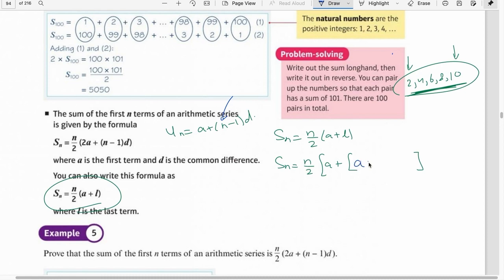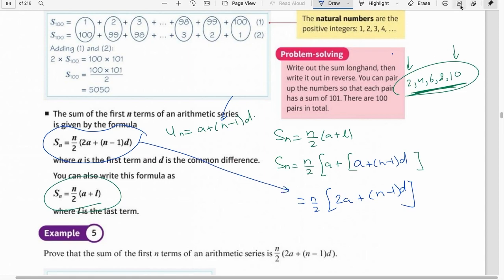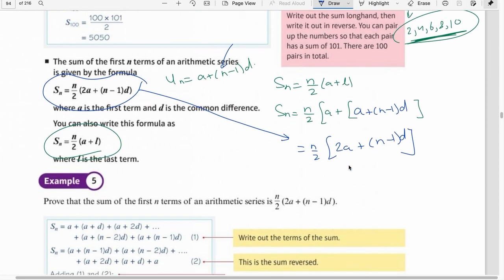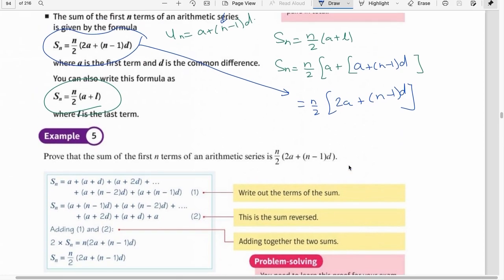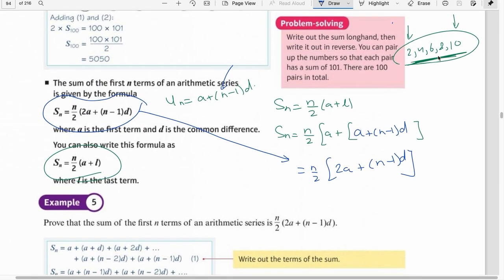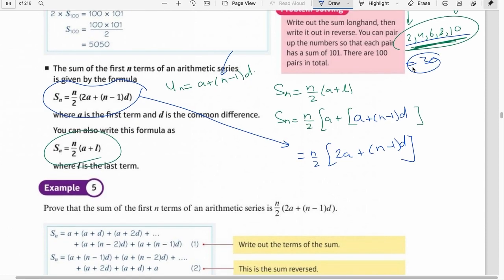So if we replace this and simplify n by 2, when we open up these brackets, this becomes 2a plus n minus 1 into d. So this is how you get this second formula. If we check it quickly, I'm adding all these manually: 2 plus 4 plus 6 plus 8 plus 10 is giving me 30. And if we plug this in the given formula, these are 5 terms.